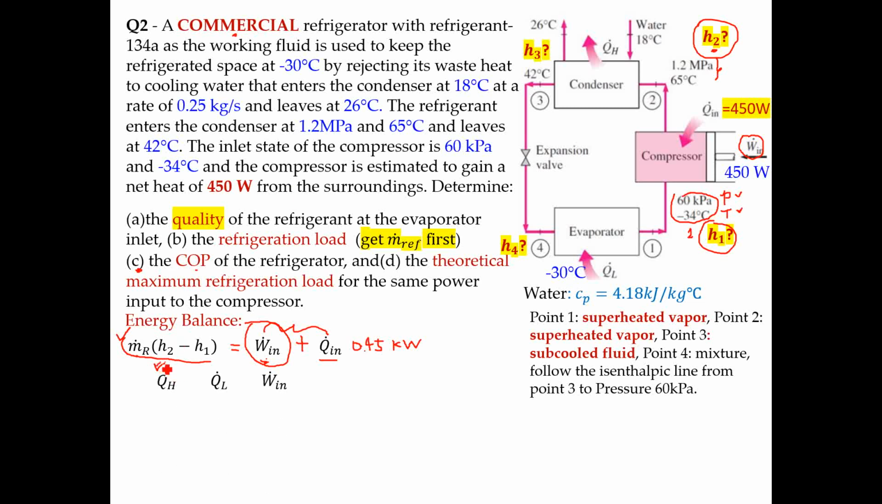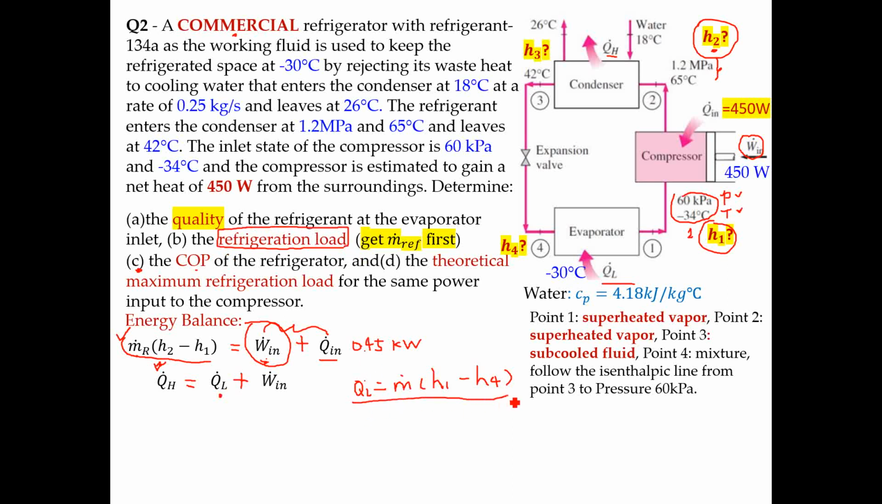What is the relationship between Q hot, Q low, and W, the work input? Actually, this one is still the same as the ideal refrigeration cycle, that Q hot would be equal to Q low plus W. But you will see the difference here. If I say QL equals m times (h1 minus h4), is this still correct? Here the QL is referring to the total refrigeration load.